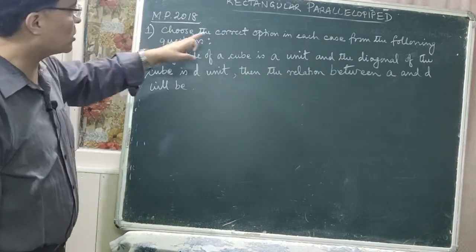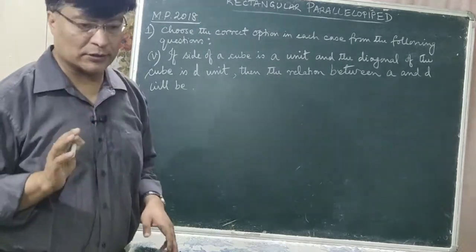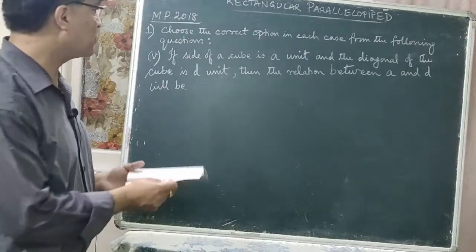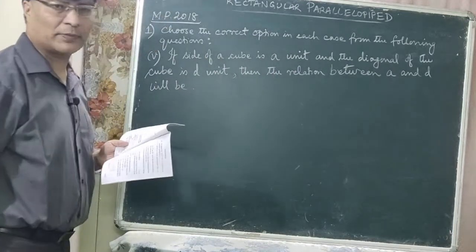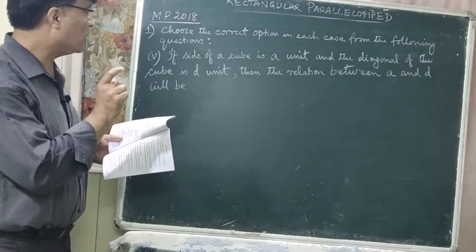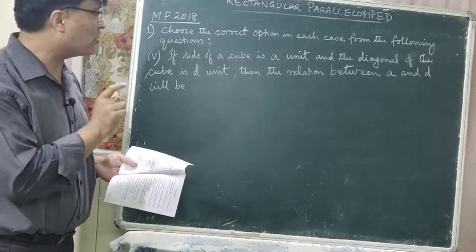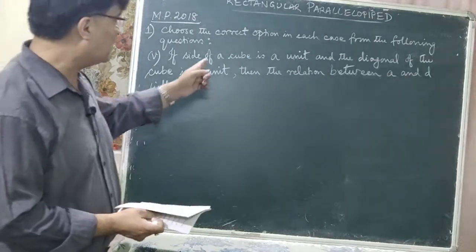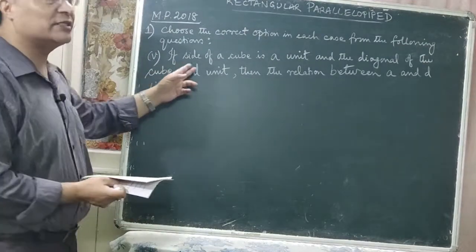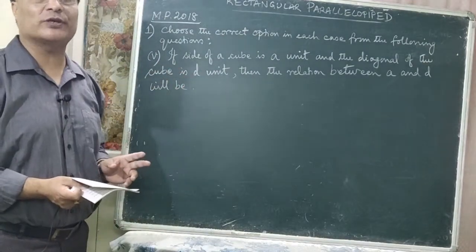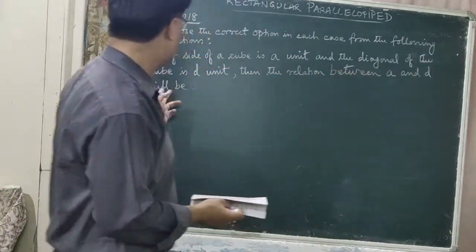So question number 1, choose the correct option in each case from the following questions. You have to choose the correct option, right? The question is, the side of a cube is a unit. एउटा क्यूबको साइडको लेन्थ कति दिएको छ? a unit. If side of a cube is a unit, that is, length of each edge of the cube is a unit, and the diagonal of the cube is d unit, and the diagonal of the cube is also given, that is your d unit. Okay, then the relation between a and d will be what?